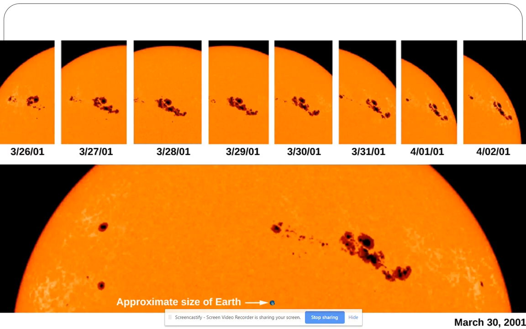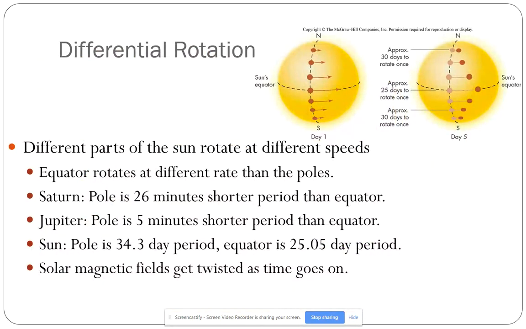And so then you look and you try to examine it more carefully, and you know what scientists have found? It's a different rotational rate depending on where you are in the sun. We call this a differential rotation. When you have a fluid, something that can flow, that's not rigid, you can have different parts rotating at different speeds. And so, looking at the sun, at the equator, it takes about 25 days, notice there it's 25.05 days, for it to go all the way around.